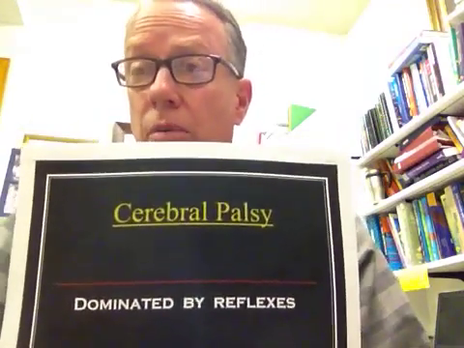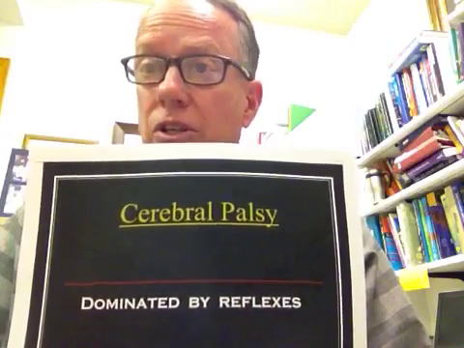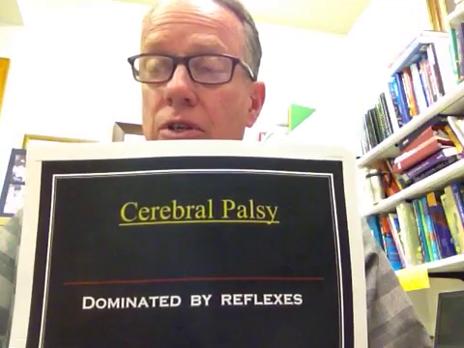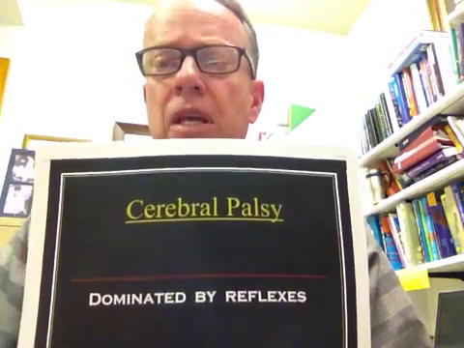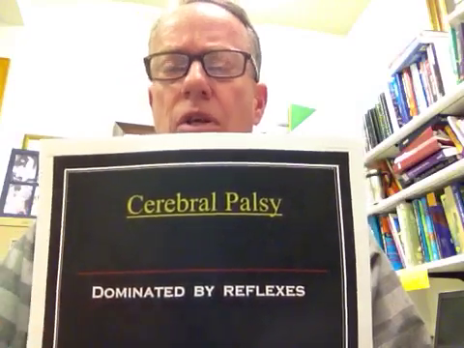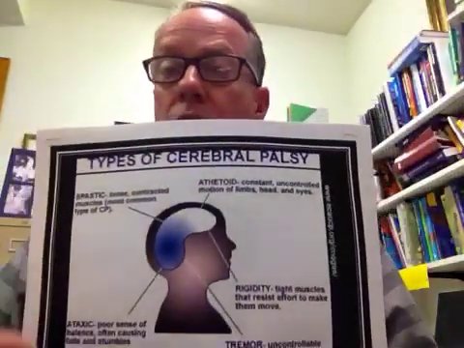We need to know about the condition of cerebral palsy, a fascinating condition that comes in different varieties and different degrees of involvement. Typically, cerebral palsy is a complication with reflexes. And the 5 different varieties of cerebral palsy are spasticity.